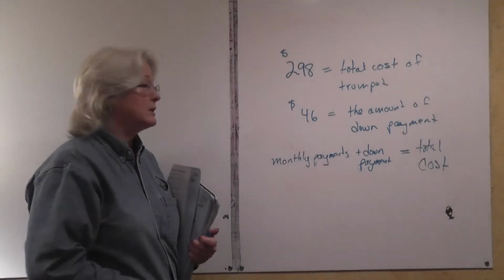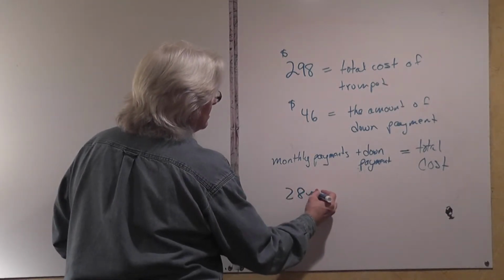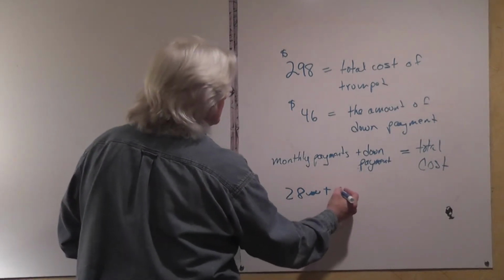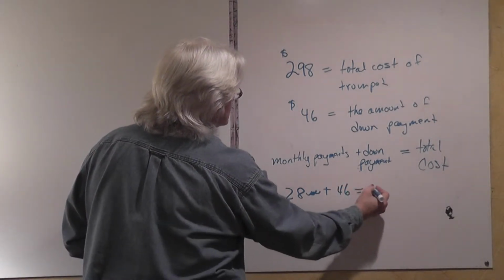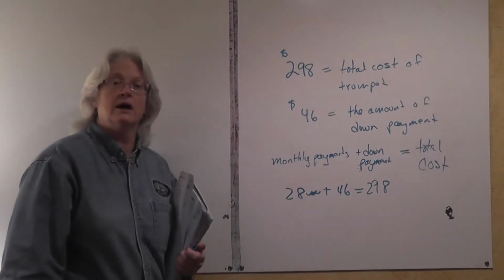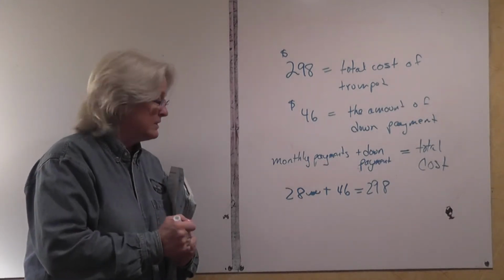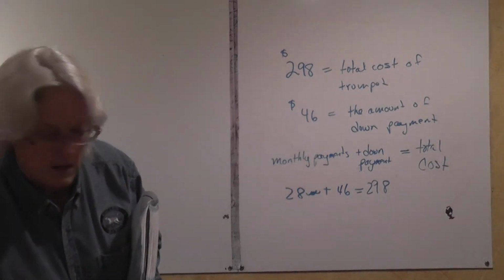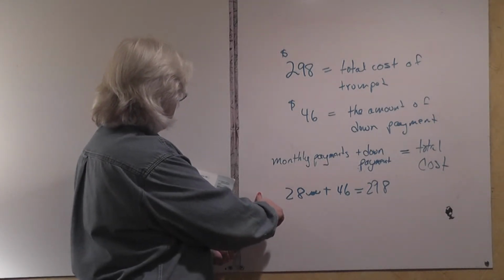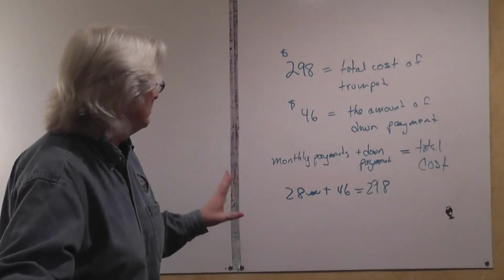So what's the amount of his monthly payments? It's 28M. What's his down payment? $46 is equal to the total cost of the trumpet, $298. There is another way that you can look at this. This is the expression that they come up with in your equation, so I'm going to go ahead and key in on this. But let's think about it a different way.